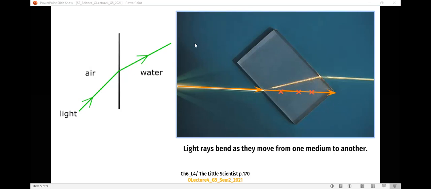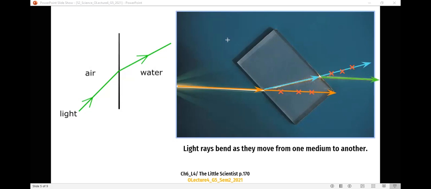It bends. It changes its direction. So again, did this bent ray continue in a straight way? No. And again, for the second time, it bends. It bends one more time.